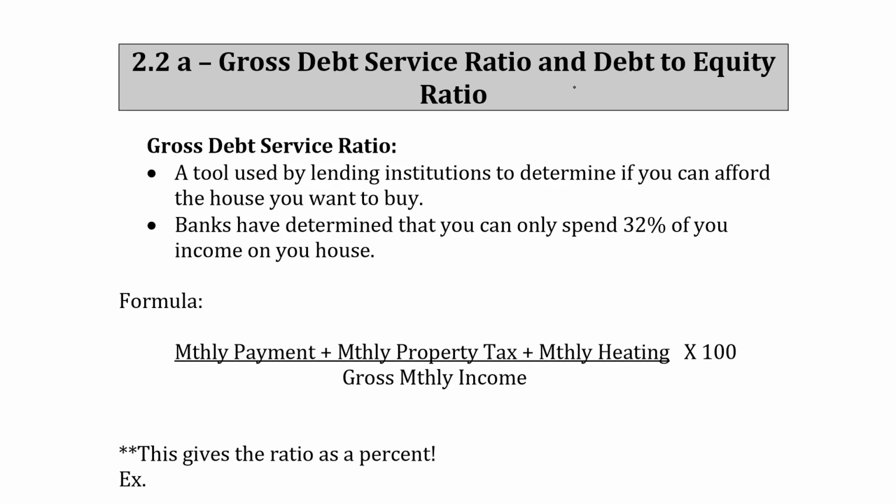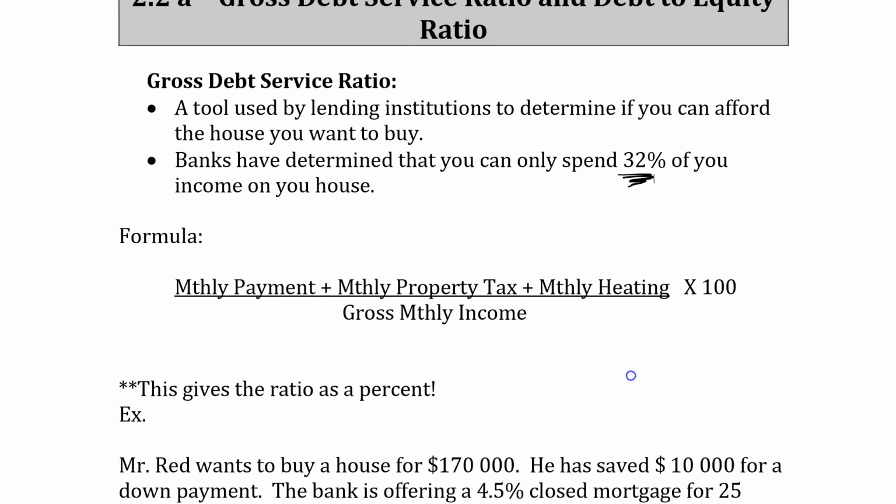So the gross debt service ratio is a tool used by lending institutions to determine if you can afford to buy the house that you want to buy. So banks have determined that you can only spend 32% of your income on a house. So that means we're going to take the formula and see what all of the housing costs divided by the gross monthly income and multiply it by 100 to get a percent. Oh yes, this ratio gives us a percent.